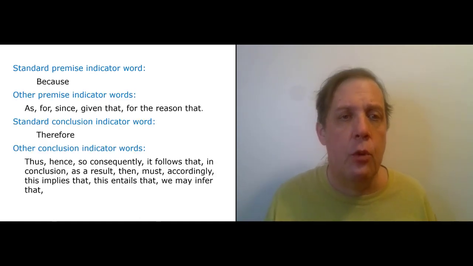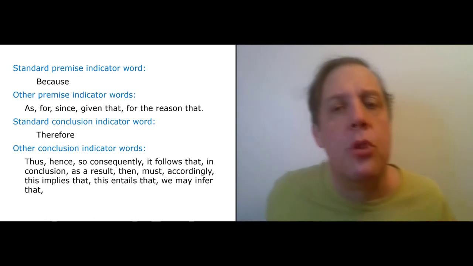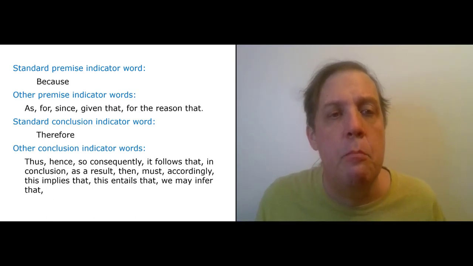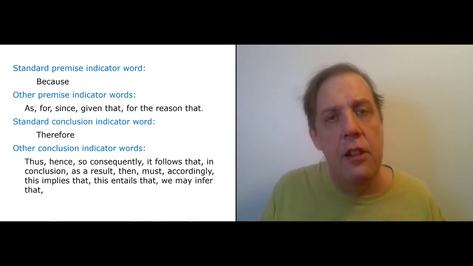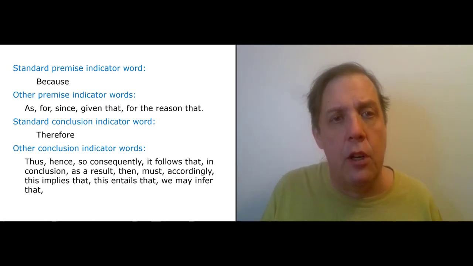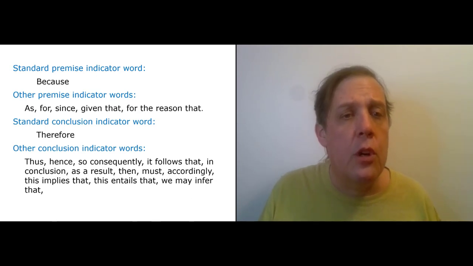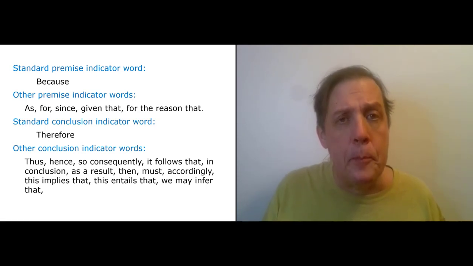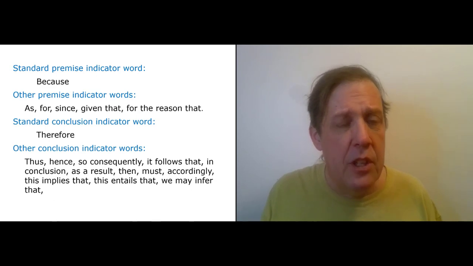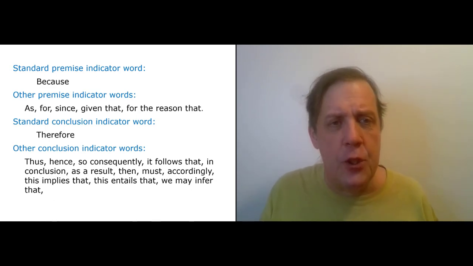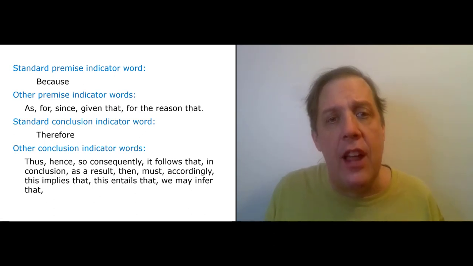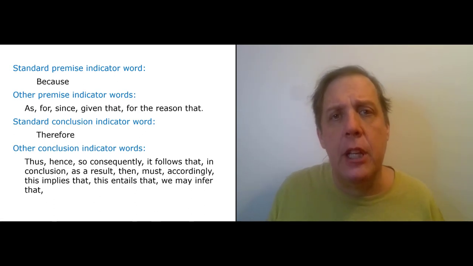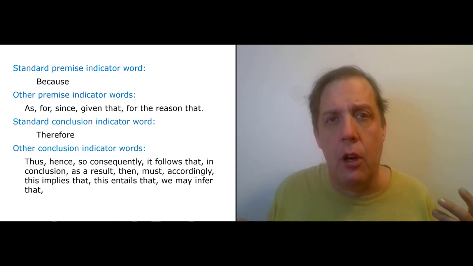All right, so what's an indicator word? Well, the most standard premise indicator word is because. When people say because, that's a way of announcing that what comes next is the premise of an argument. And there are other words that are basically synonyms. So you might say as, or for, or since, given that, for the reason that. These are all synonyms for because, and as such, they are premise indicators.